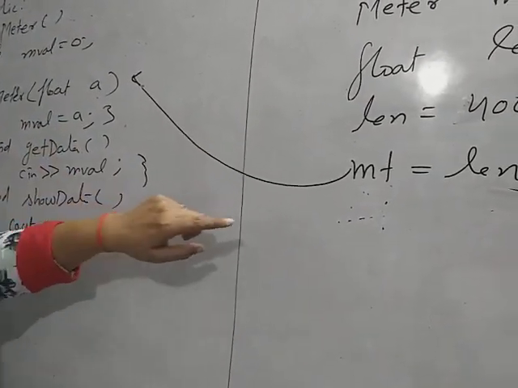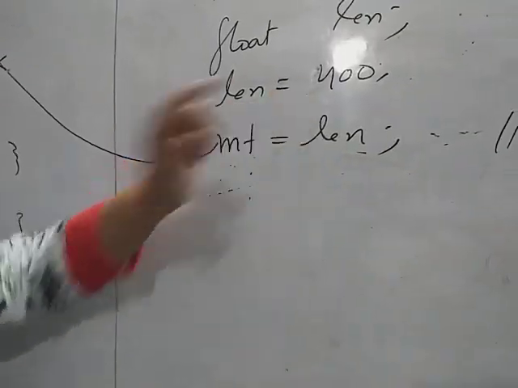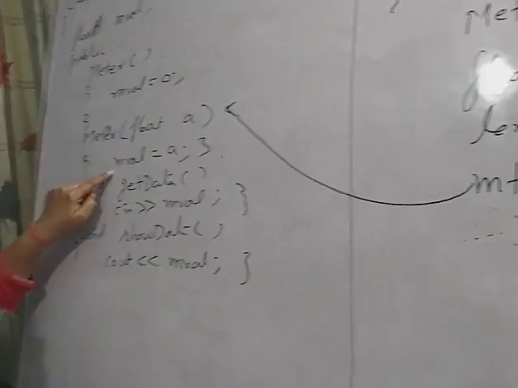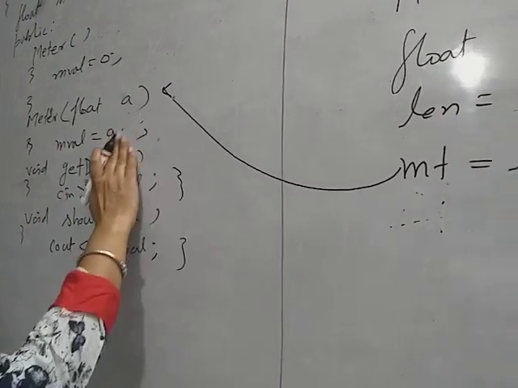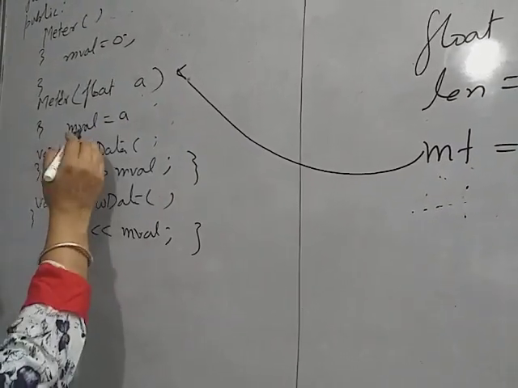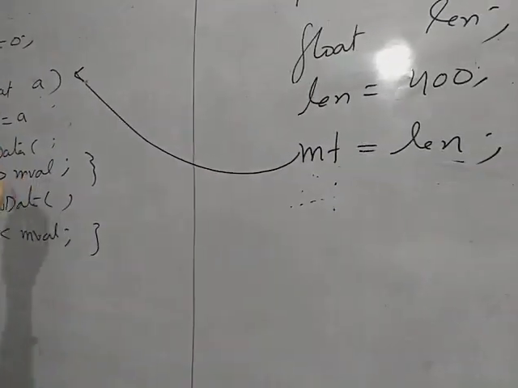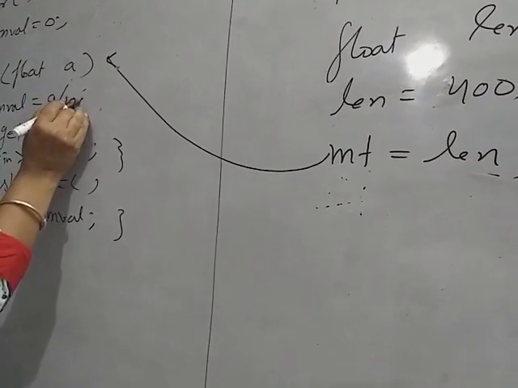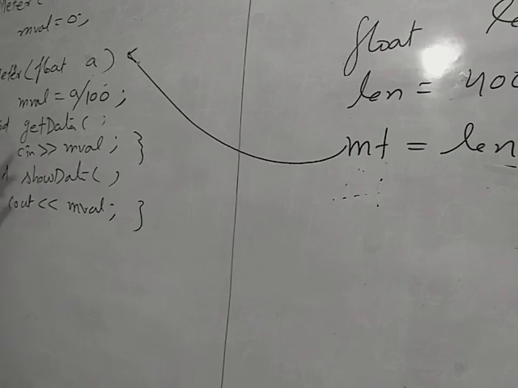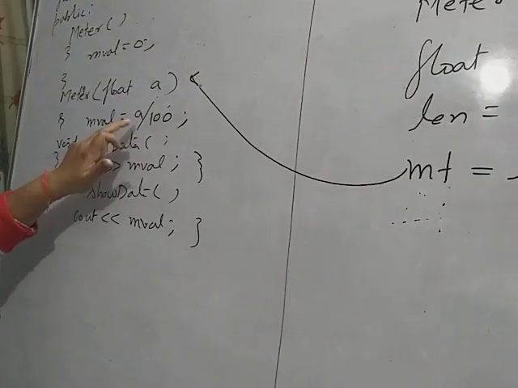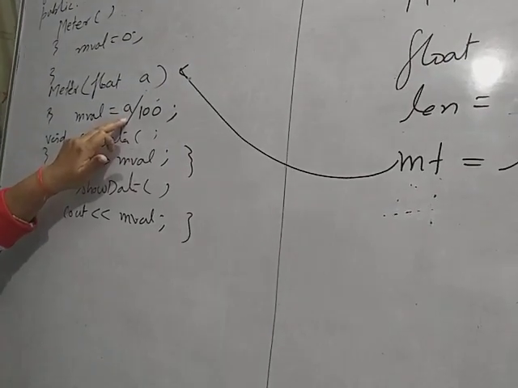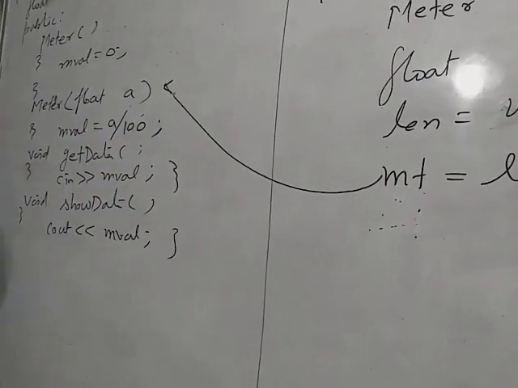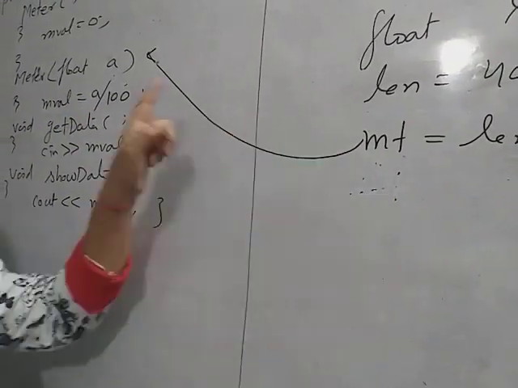But I want, this is length in centimeter, and this is in meter. So here I will write a, because I want to convert centimeter into meter. A is in centimeter and I want to convert centimeter into meter. So simply a by 100. So here see, just the one argument constructor.